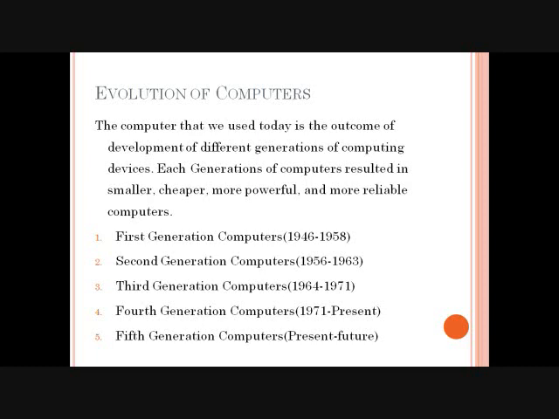The computer that we use today is the outcome of development of different generations of computing devices. Each generation of computers is categorized by a major technological development that fundamentally changed the way computers operate. Each generation resulted in smaller, cheaper, more powerful, and more reliable computers. As we know, in the past the computers were not like what we are using now. The CPU was very large, it was not portable, we could not take it from one place to another, and it was not fast in computing also.